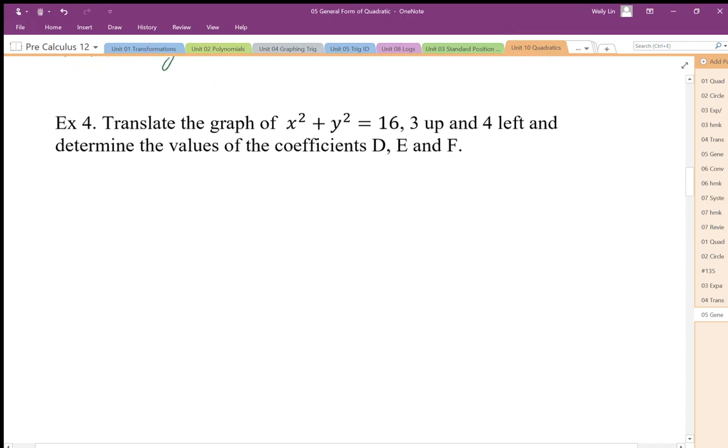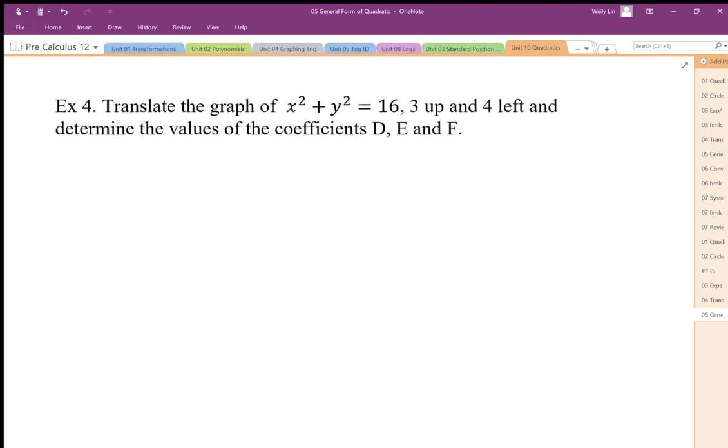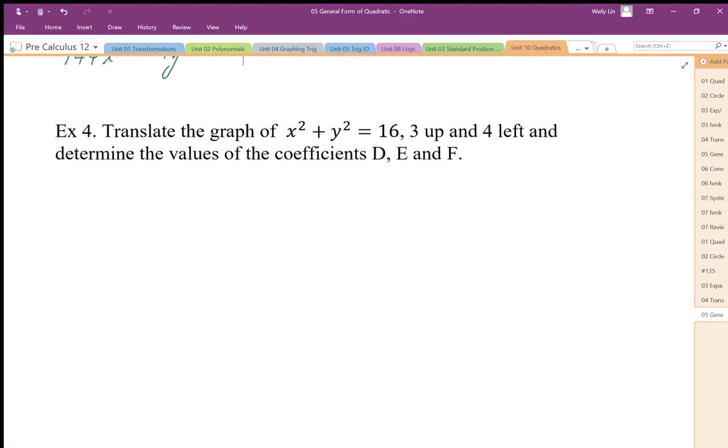Okay, so what about this one? We're going to do a translation, and the translations won't affect the a and c values, but they should affect the d, e, and f values. So let's take a look. We're going to translate 3 up, 4 left. So it's going to be x plus 4 squared plus y minus 3 squared. So left 4 minus minus, up is plus, so minus plus, equals 16.